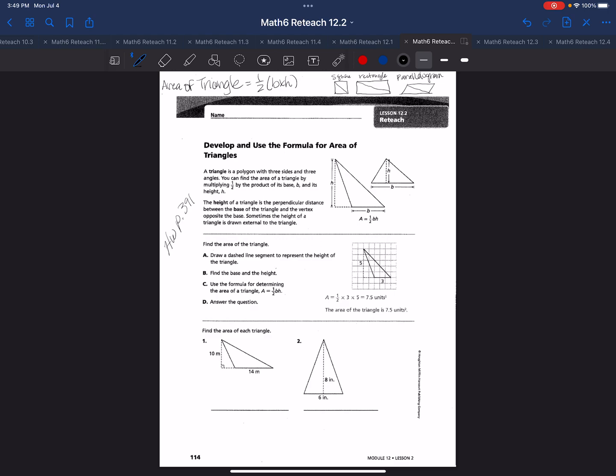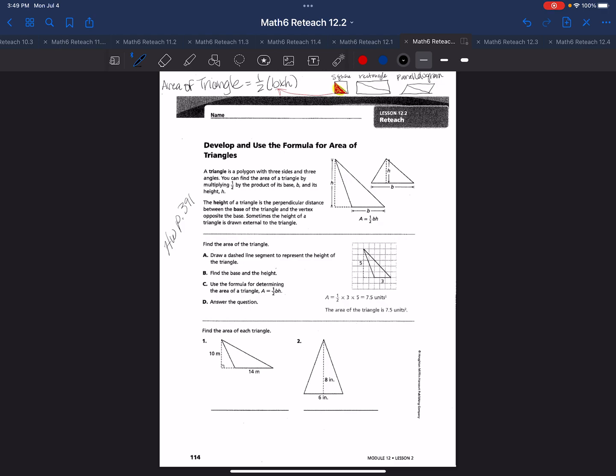So if you know that you can have 2 triangles in a quadrilateral, and I'm trying to figure out just the area of this part, that part would represent 1/2 of the entire quadrilateral. Therefore, the formula of a triangle is 1/2 base times height. So I want you to write this down in your vocabulary section.